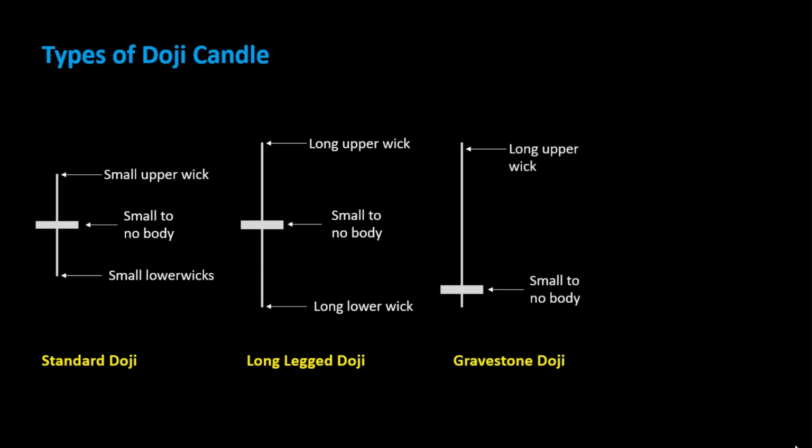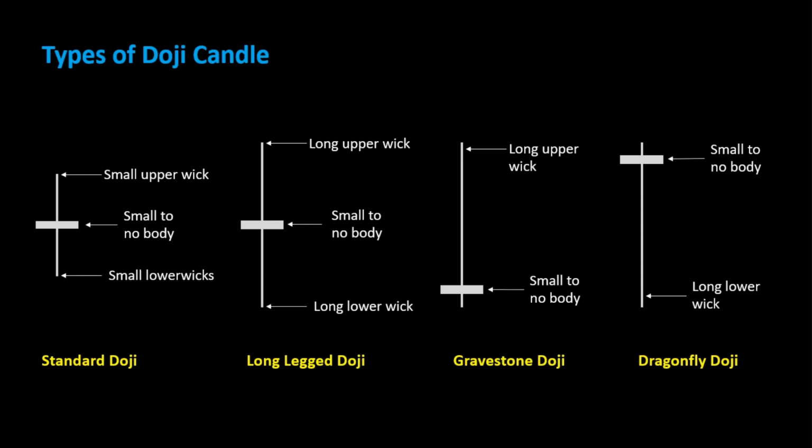This suggests buyers pushed the price up, but sellers took control by the end, often a bearish reversal sign after an uptrend. In a dragonfly doji, the open and close are at the top of the candle, with a long lower wick. This means sellers pushed the price down, but buyers fought back and brought it up again, potentially a bullish reversal signal when seen after a downtrend.